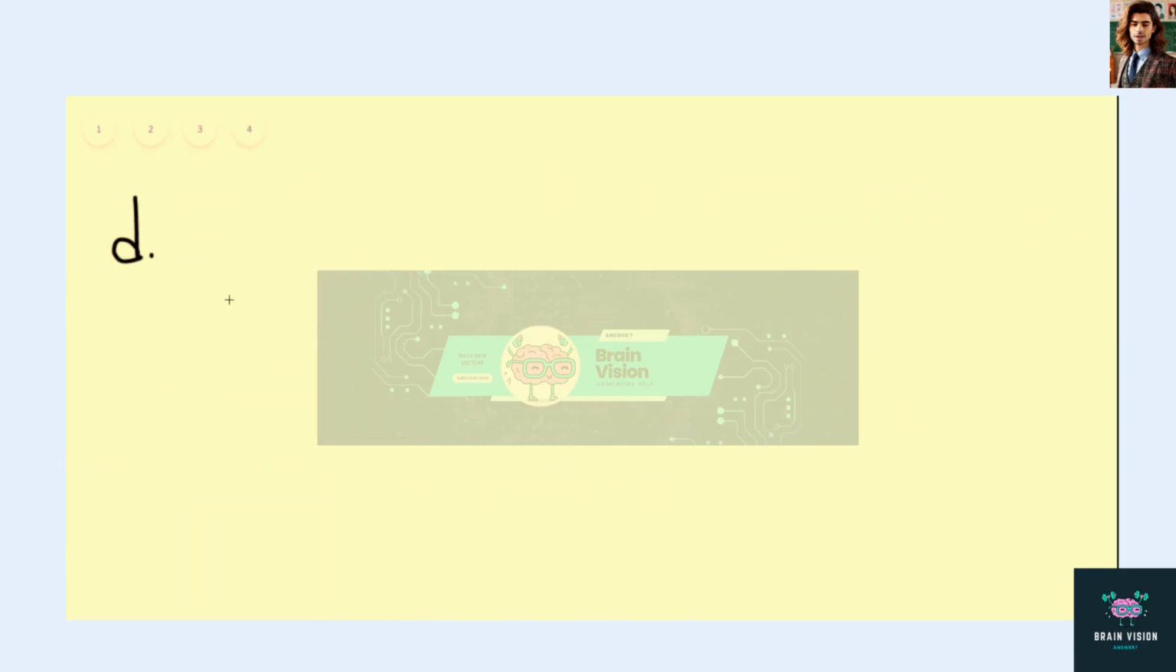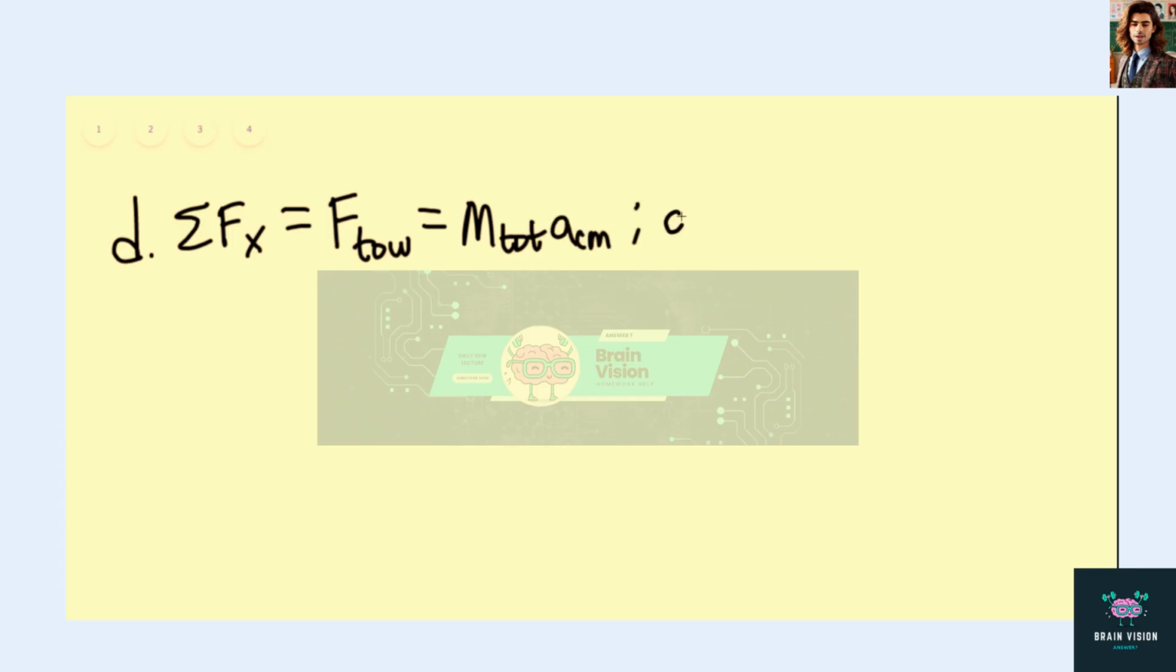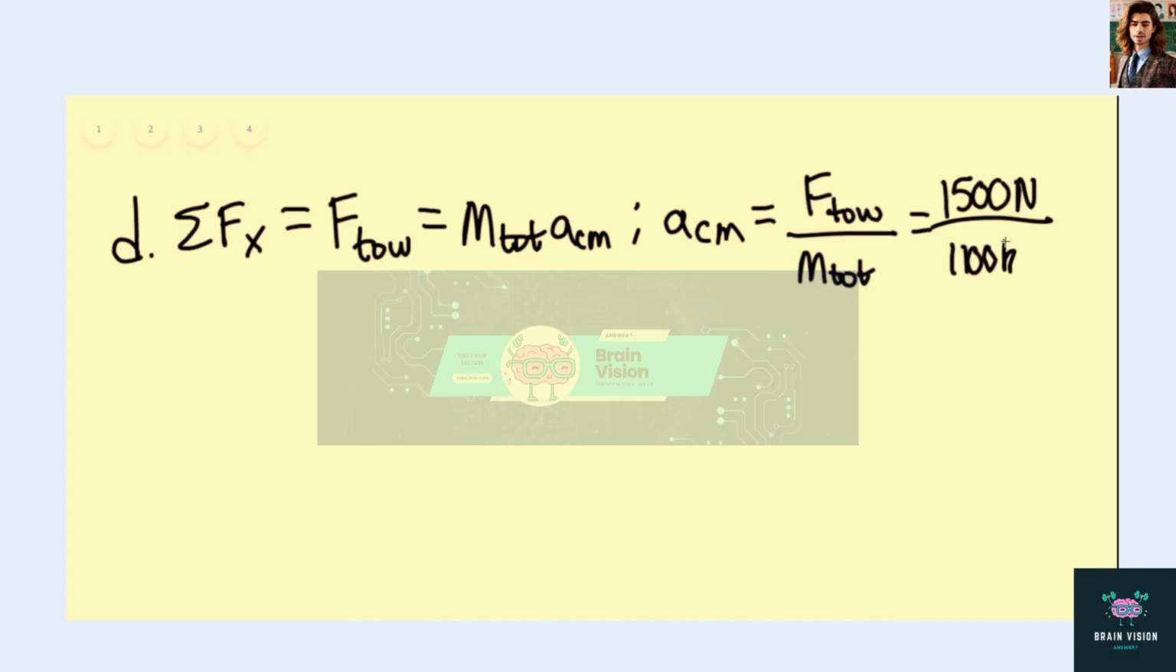For part D, if the rotational inertia was ignored, then we simply have that the sum of the forces in the x direction is giving us the force of the toe equaling the total mass times the acceleration of the center of mass. And so the acceleration of the center of mass is equaling the force of the toe divided by the total mass. And this is equaling 1,500 newtons divided by 1,100 kilograms. And we have that the acceleration of the center of mass is equaling 1.364 meters per second squared.